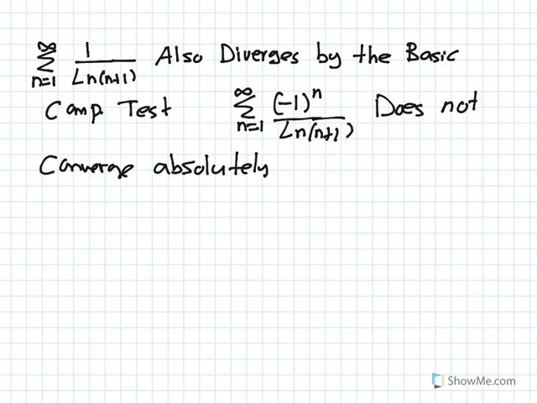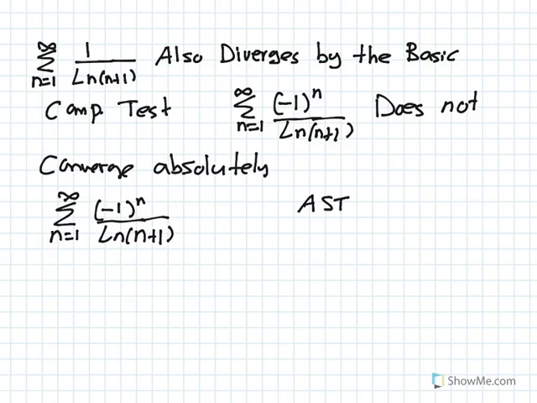However, let's apply the alternating series test because it is an alternating series, and let's see if it converges according to the alternating series test. So we have the summation n equals 1 to infinity, minus 1 to the power of n divided by log of n plus 1. Why do we apply the alternating series test? Because we see that it is basically alternating. We have this factor of minus 1 to the power of n in the front. So let's check the conditions for the alternating series test.